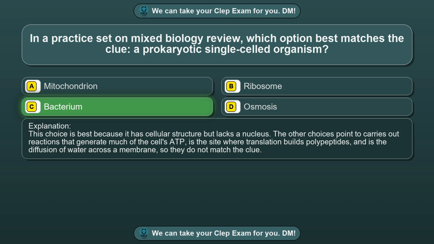This choice is best because it has cellular structure but lacks a nucleus. The other choices point to carries out reactions that generate much of the cell's ATP, is the site where translation builds polypeptides, and is the diffusion of water across a membrane, so they do not match the clue.